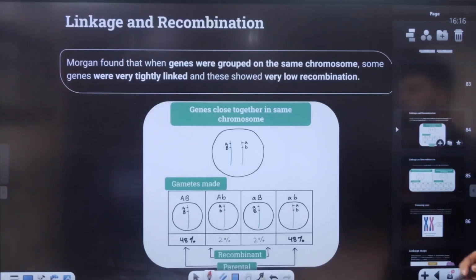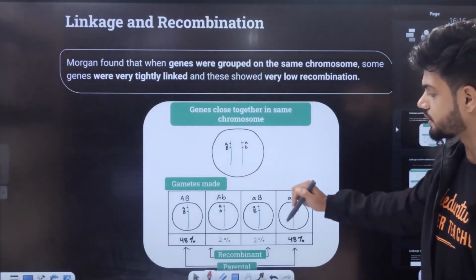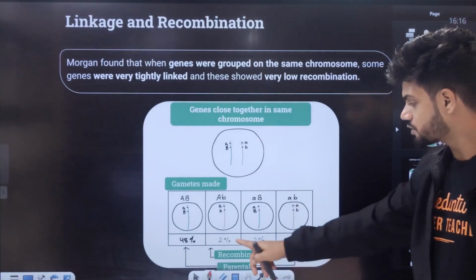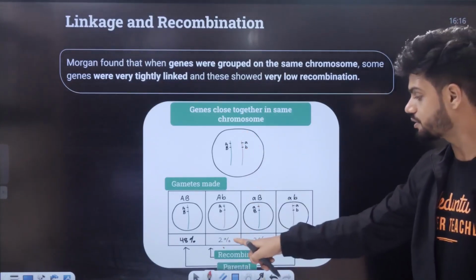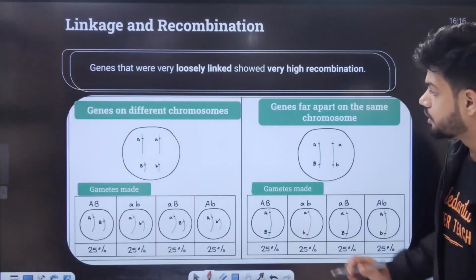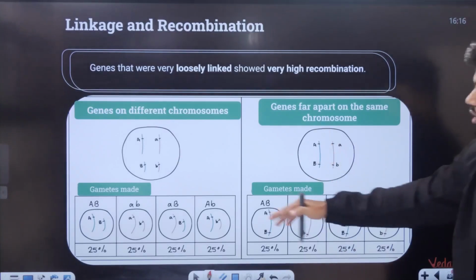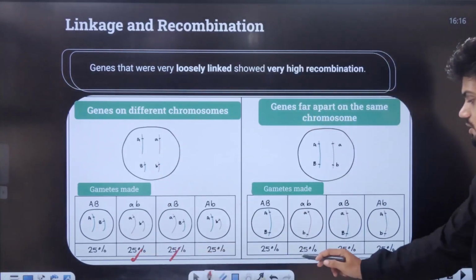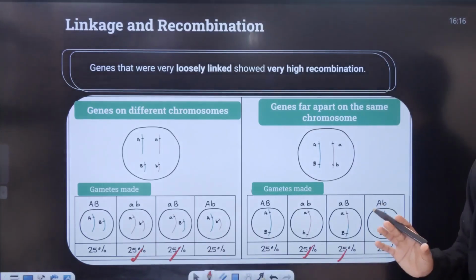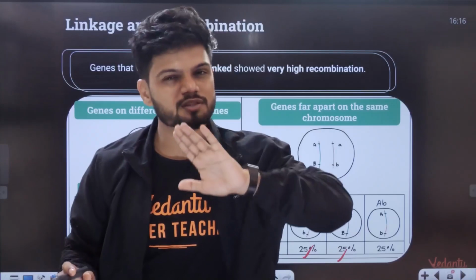So with that, students, you have understood the linkage and recombination concept. See, two genes are very close to each other: recombination is very low. Linkage is high, recombination is low. Two genes are very far from each other, whether on the same chromosome very far or on different chromosomes. In such a case, you will get recombination. Otherwise you will not get recombination. So linkage is high, recombination is very low.